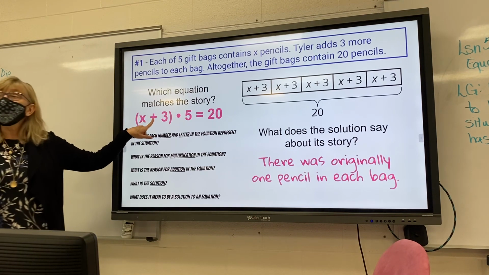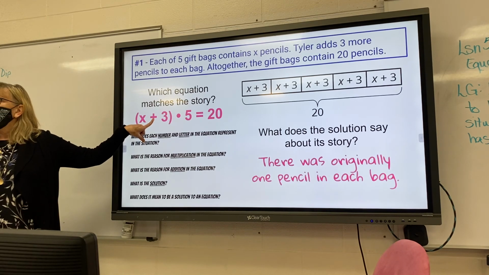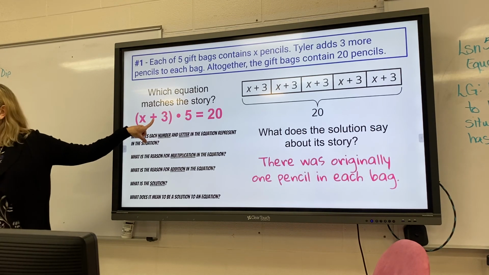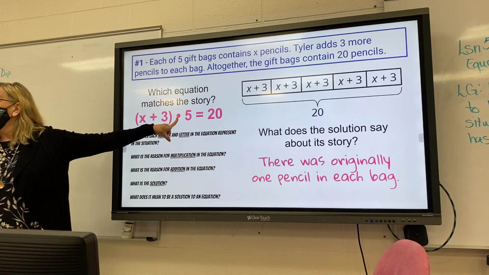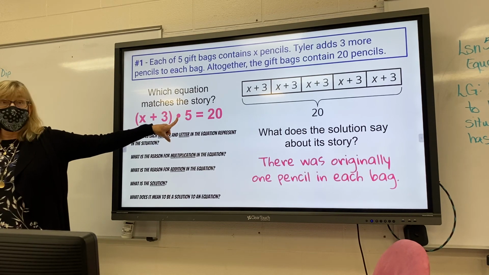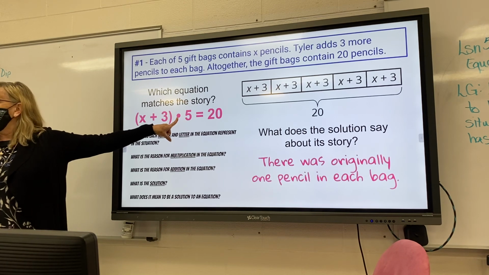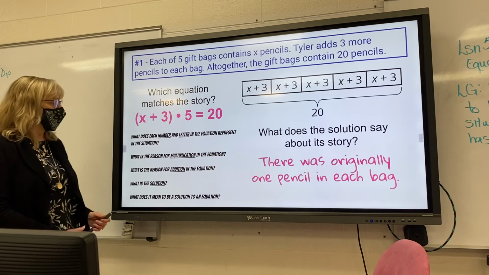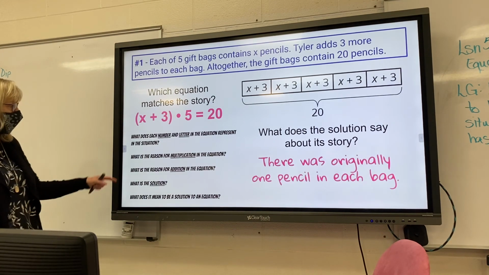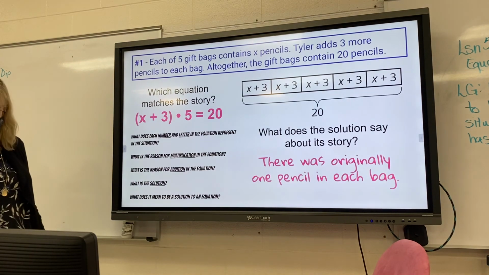Why do we have plus? Because he adds 3 more pencils to each bag. Why do we have multiplication? Because there's 5 gift bags, and every bag has the same thing in it, so we can just multiply by 5. All right. And we already talked about what the solution is and what it means.